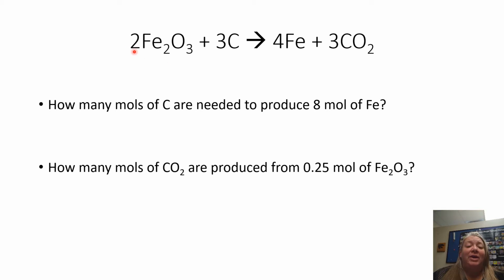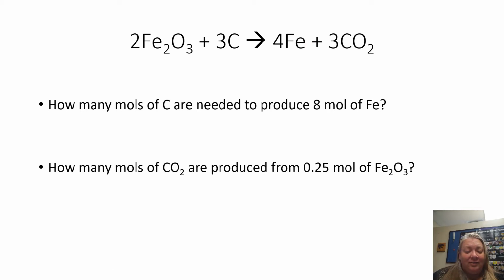So here it says that we have 2 iron oxides that will react with 3 carbons to give us 4 irons and 3 carbon dioxides. When we look at a molar ratio, which means that we're just looking at 2 different compounds within that reaction, any 2 compounds, we're going to use that molar ratio to help us, using the coefficients in front of the compounds.